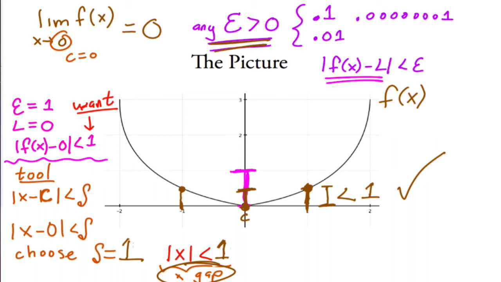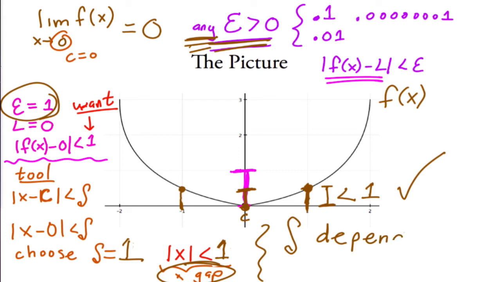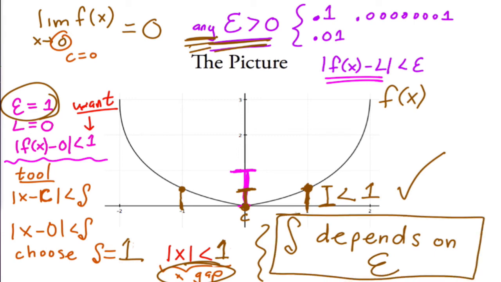The tricky part here, though, is that it has to work for any epsilon greater than 0. So it's kind of like a little game where no matter what this epsilon is, you have to be able to use your tool, change it up, so that it fits inside. So this is super important. Delta, your choice of delta, always depends on epsilon. This right here is really important.